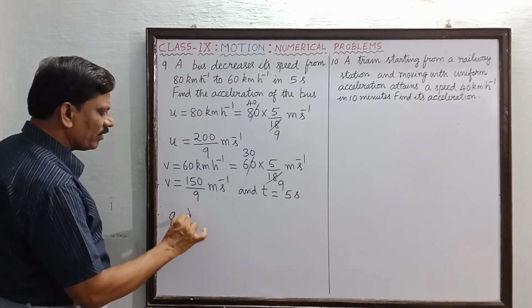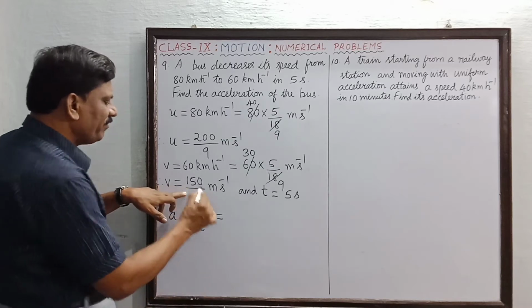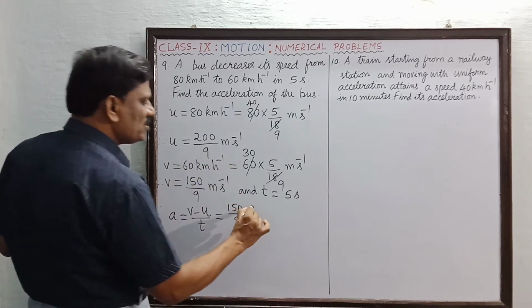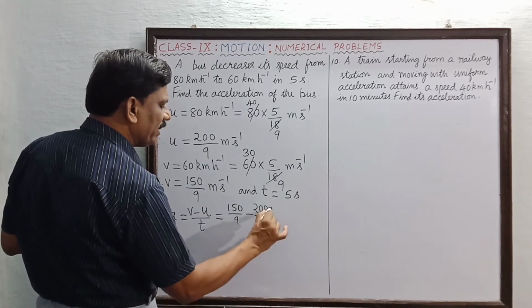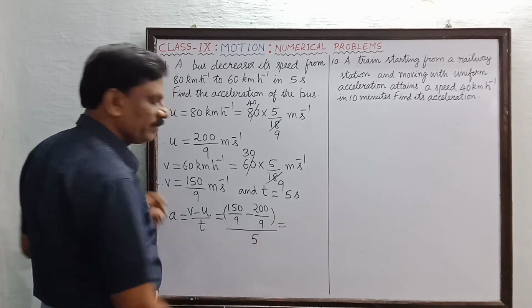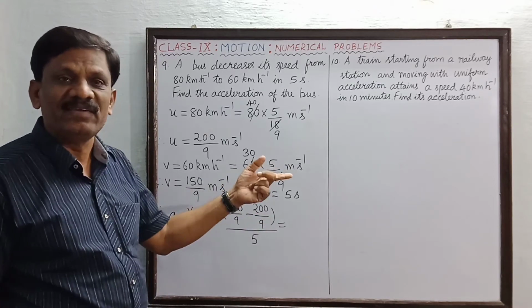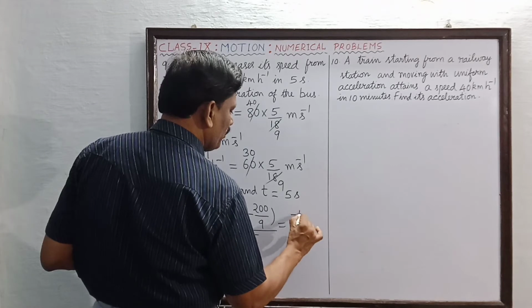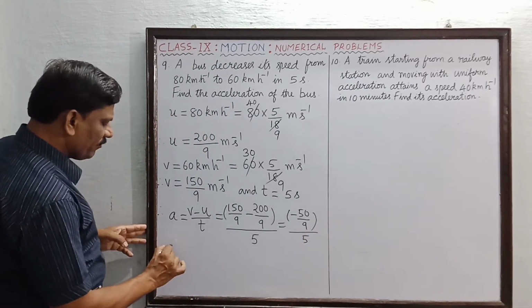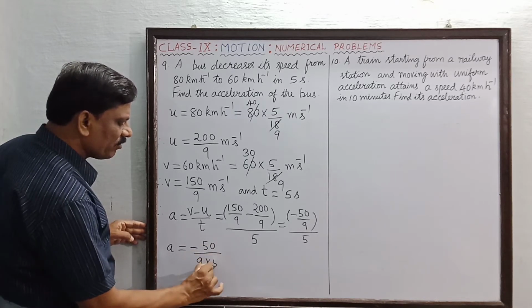Therefore acceleration is equal to v minus u by t. So what is the final velocity v? It is 150 by 9. So this is 150 by 9 minus initial velocity 200 by 9, whole divided by the time taken, 5 seconds. Okay. Now 150 by 9 minus 200 by 9 is minus 50 divided by 9. Is it not? So this is equal to minus 50 divided by 9 and whole divided by 5. Therefore a is now equal to minus 50 divided by 9 into 5.